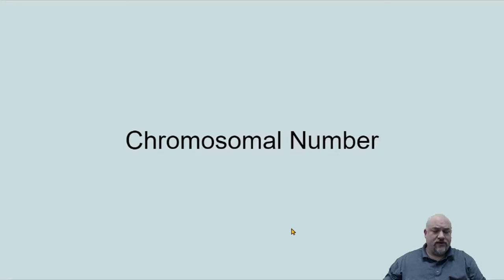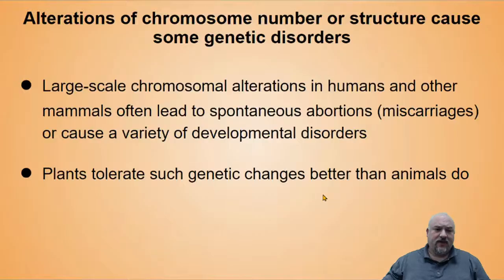So, how does chromosome number affect these things? Alterations of chromosome number or structure can cause some genetic disorders. Large scale chromosomal alterations in humans and other mammals often lead to spontaneous abortions or miscarriages. If you've got large problems like you don't have enough chromosomes, or you have too many chromosomes for some chromosomes, or other major troubles, the developing zygote is going to get spontaneously aborted pretty early on.